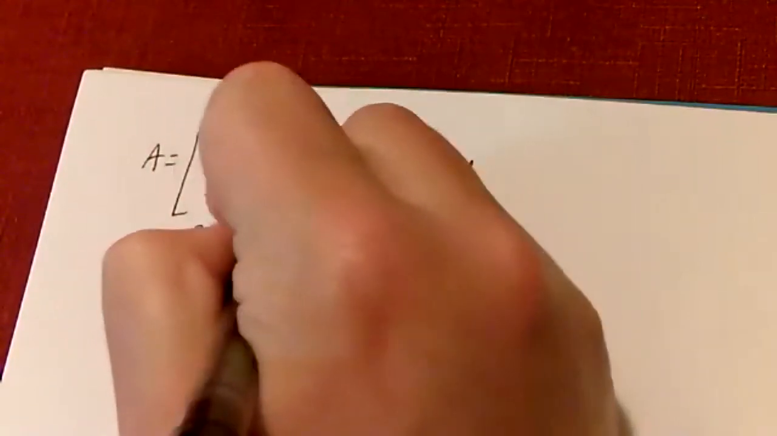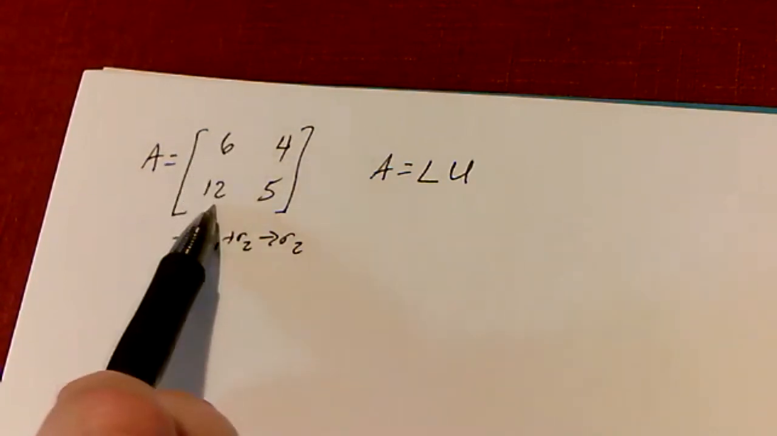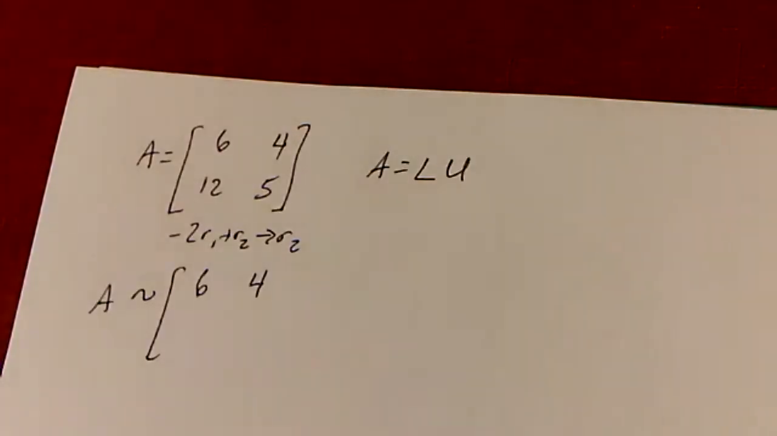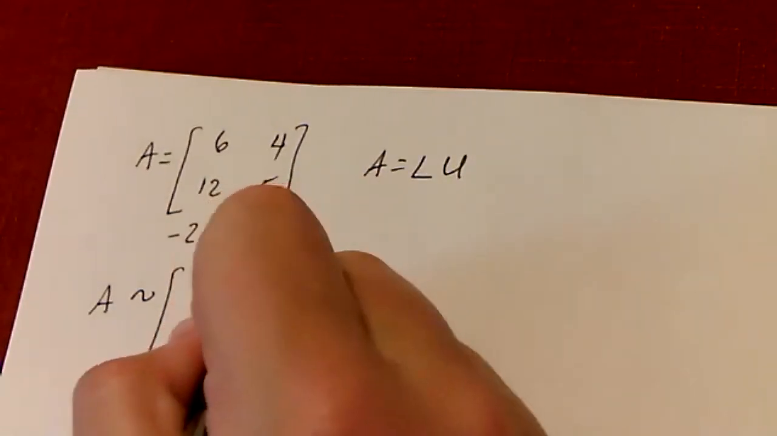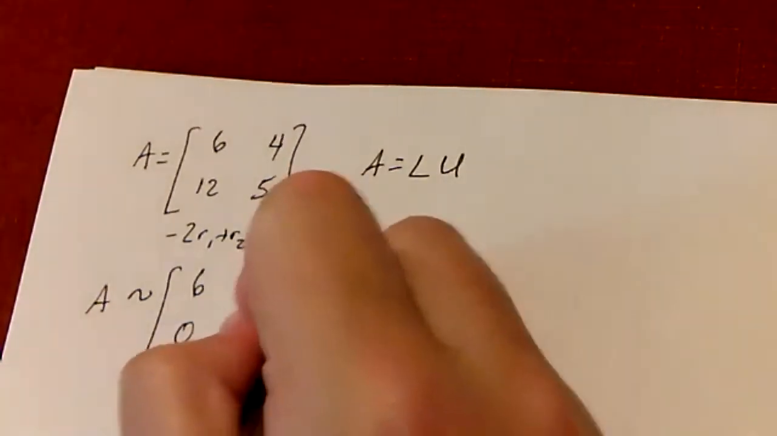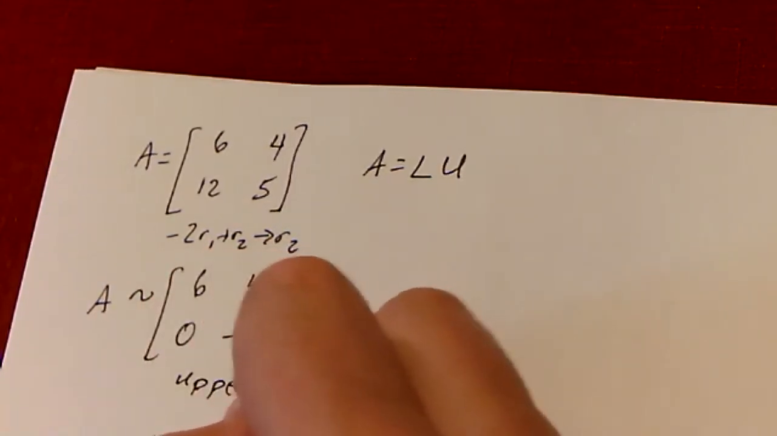So I'm going to take -2 row 1, add it to row 2, and replace row 2. I'm keeping this as my pivot. Remember, make your upper left your pivot to get a 0 below it. So A is then equivalent to: row 1 stays the same, 6, 4. We multiply: 6 times -2 is -12. 12 and -12 is 0. -2 times 4 is -8. -8 plus 5 is -3. Now, I have a pivot in every row. This is U. It's upper triangular, hence why we represent it with U.